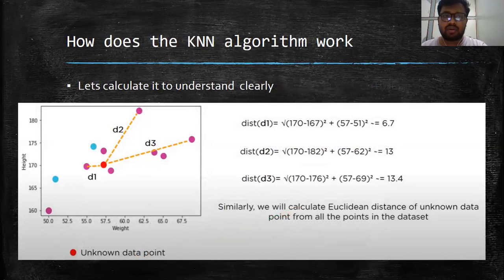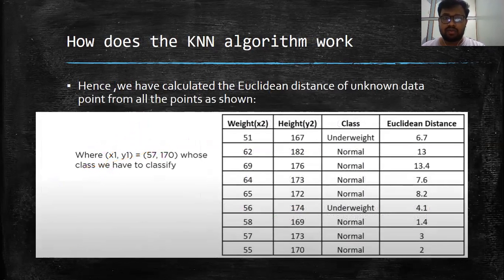So let's calculate to understand it clearly. You can see there is this graph given of height and weight, and the unknown point is red here. And we can see there are blue and purple points. So we'll calculate the distance. You can see we have calculated distance for three different values. In the same way, we'll calculate the distance for all the values that are given. So you can see here the Euclidean distance is calculated. It's 6.7, 13, 13.4, and it goes on.